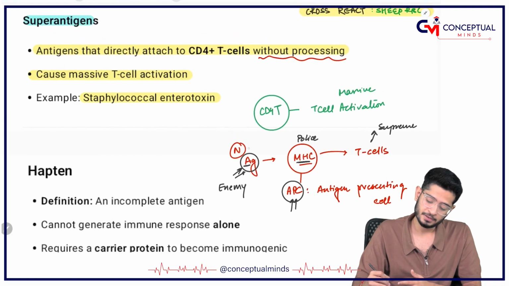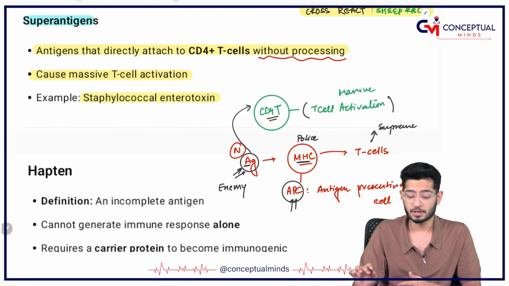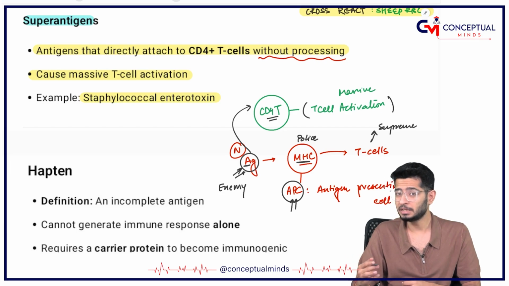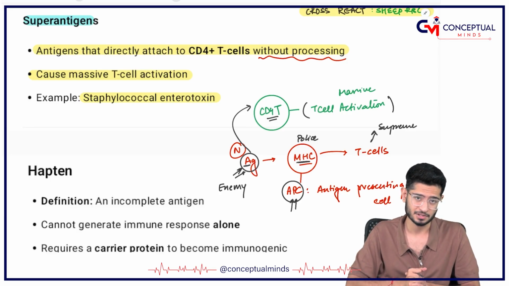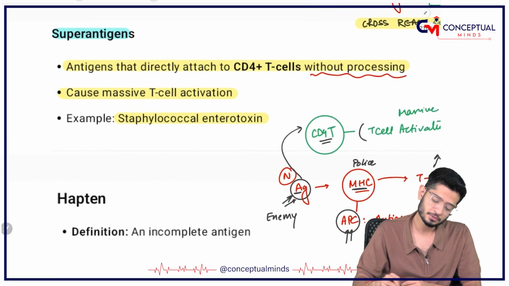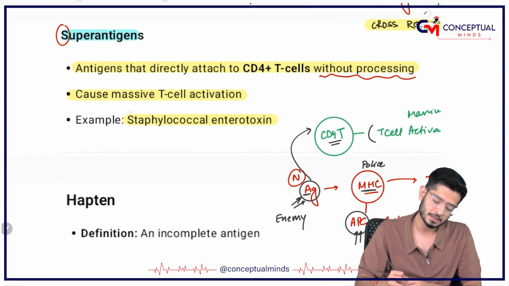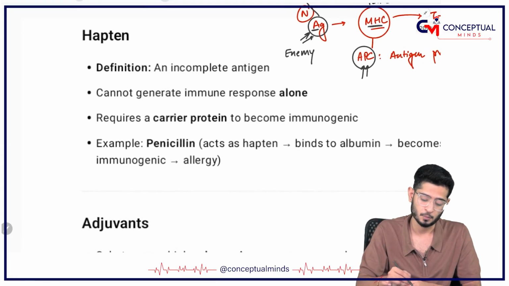But if an antigen goes directly to CD4, this is going to cause massive T cell activation. For example, the enemy itself is going to surrender to the Supreme Court, so the Supreme Court is going to take massive action against it, right? This is how a super antigen works, and a simple way to remember is that super antigen starts with S, and S also starts Staphylococcal enterotoxin.